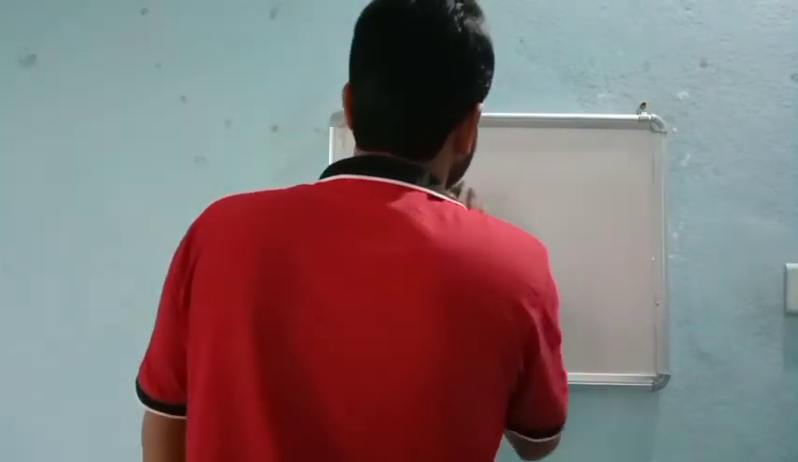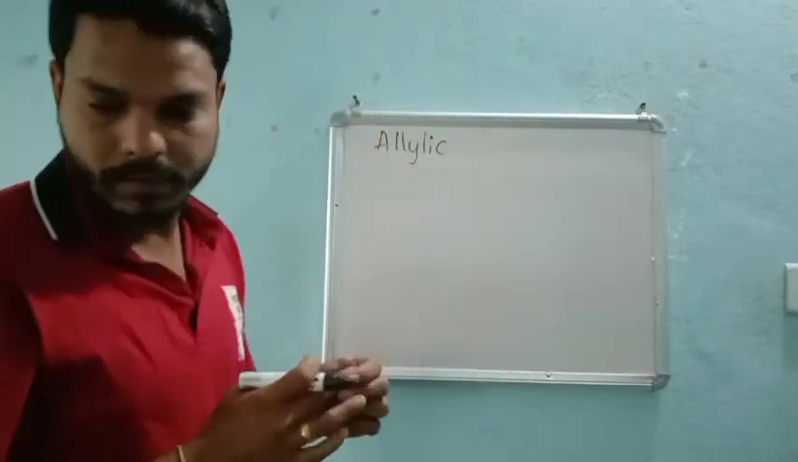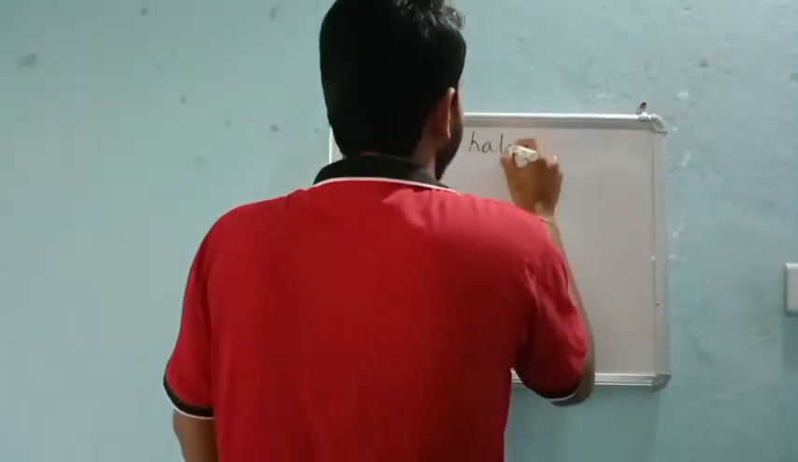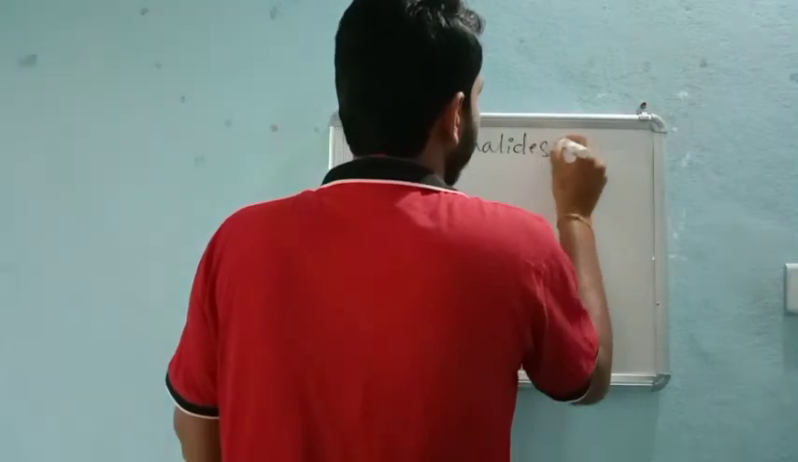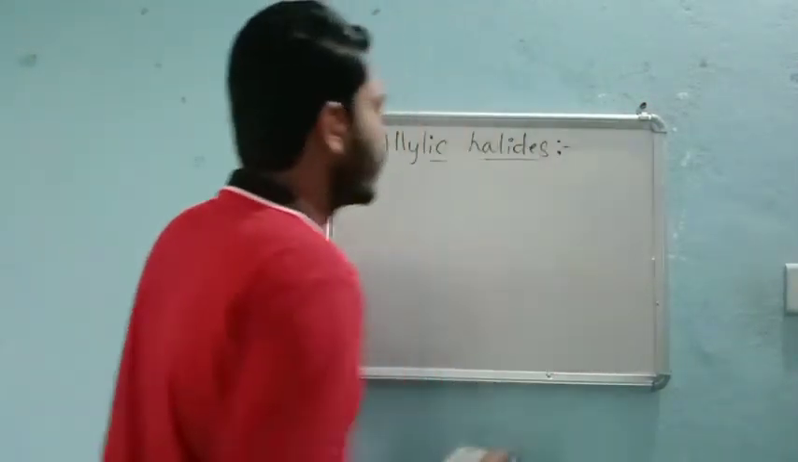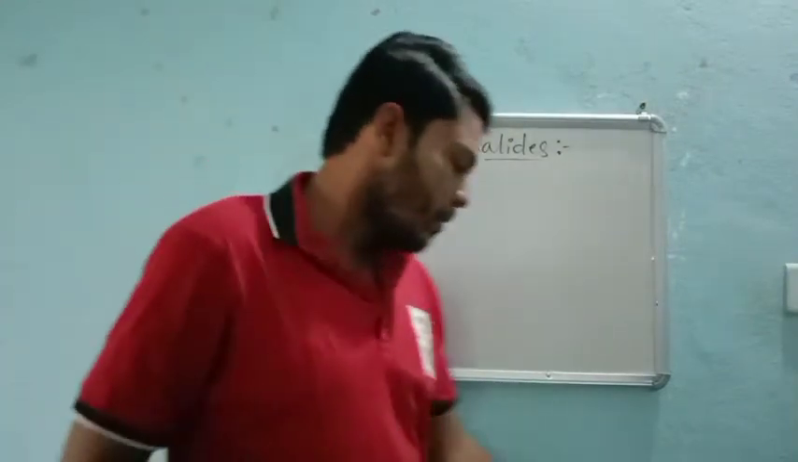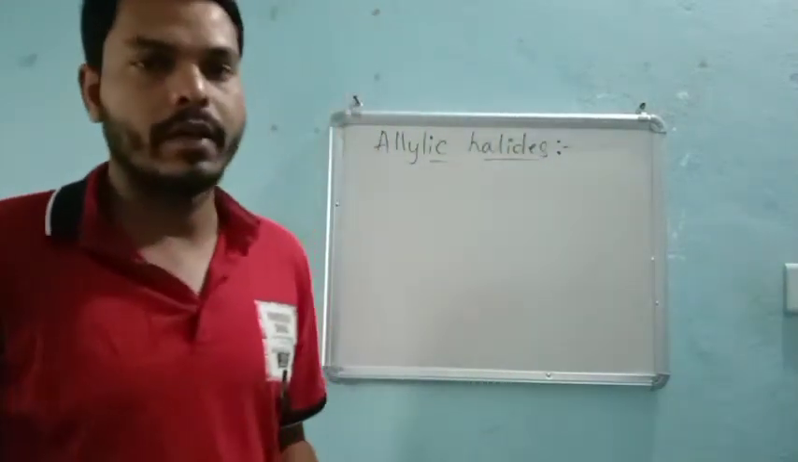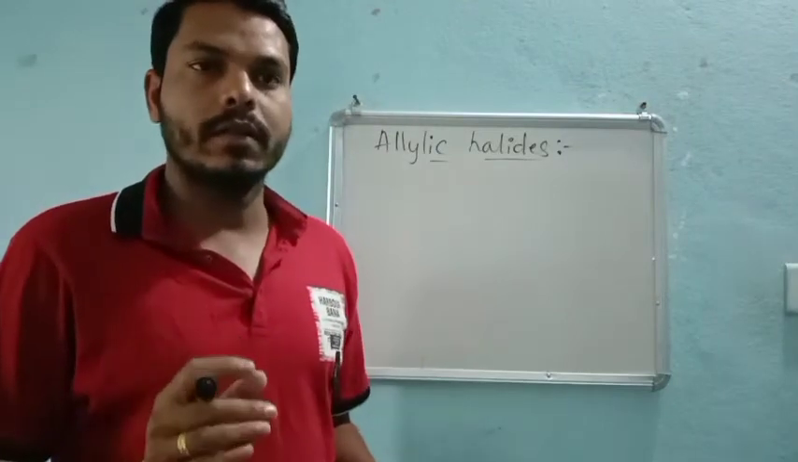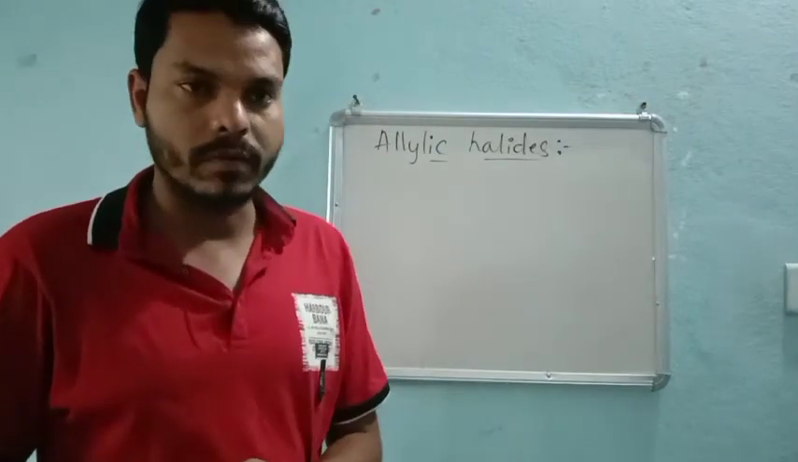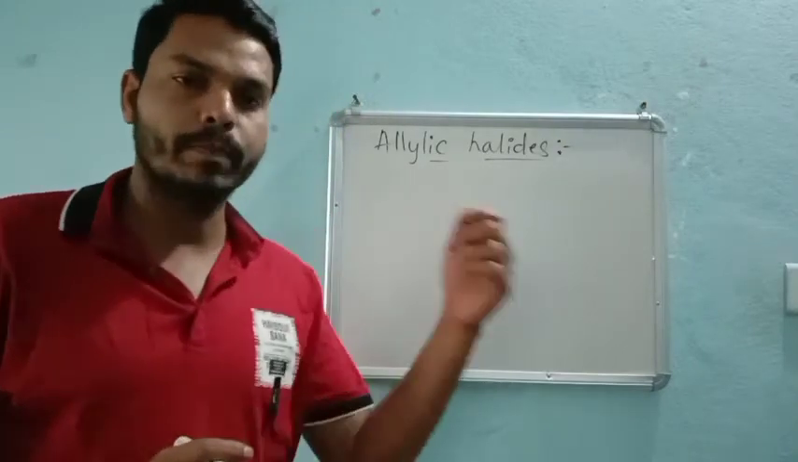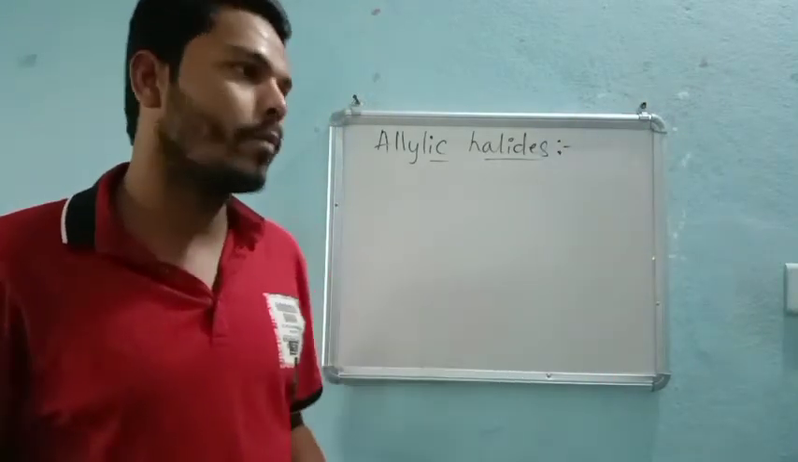The next is one more definition: allylic halides. These are very important for your 1 mark questions, right? So, allylic halides. Before going to the allylic halides, you must and should know hybridization. When do we see sp type of hybridization, sp2 and sp3 type of hybridization?